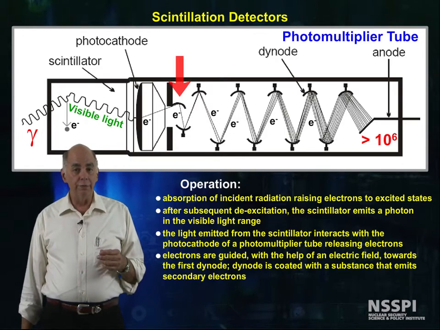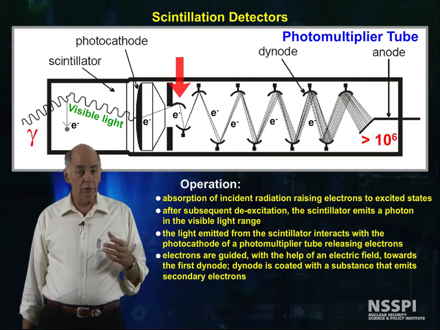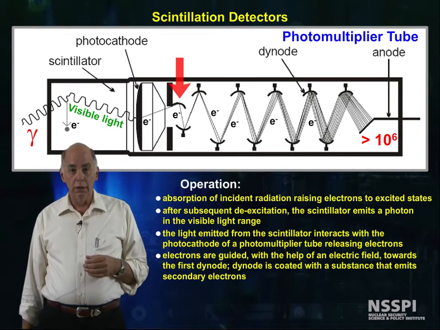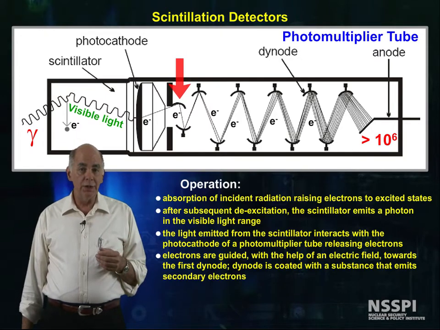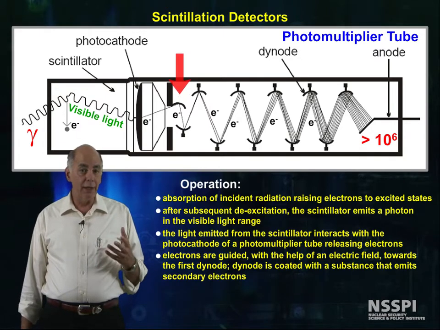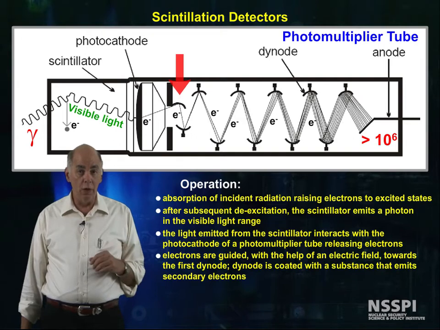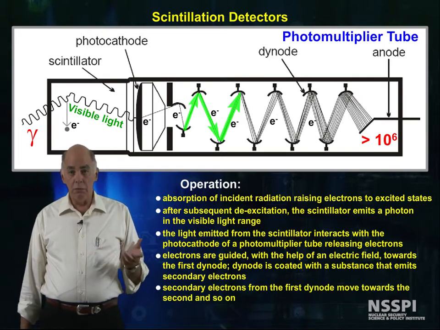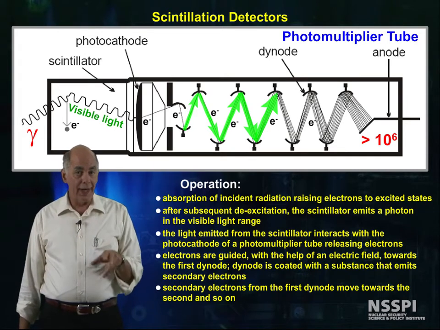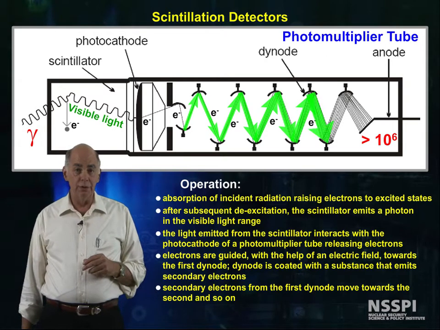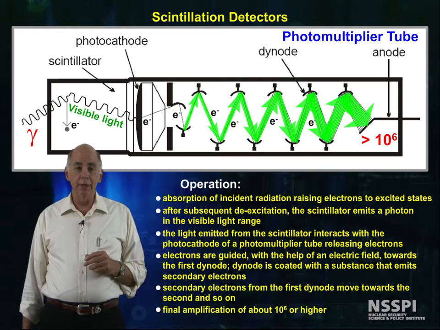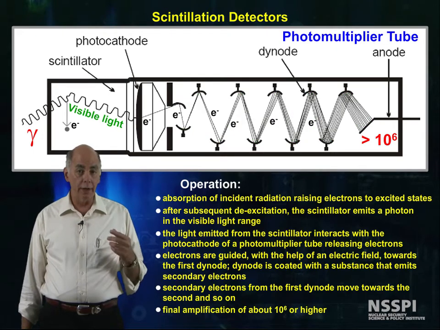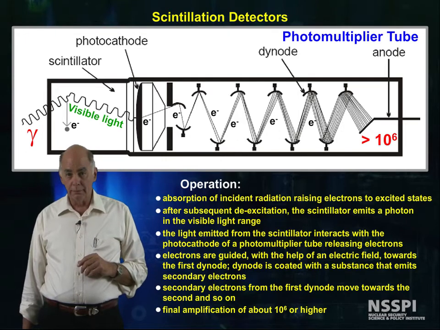These electrons from the photocathode are guided with the help of an electric field toward the first dynode. The dynodes are coated with a material that emits secondary electrons, usually more than one. The secondary electrons from the first dynode move toward the second, and so on down the dynode string to the anode. More than 1 million electrons can be created for each electron starting from the photocathode.